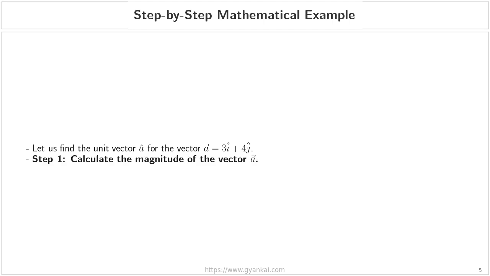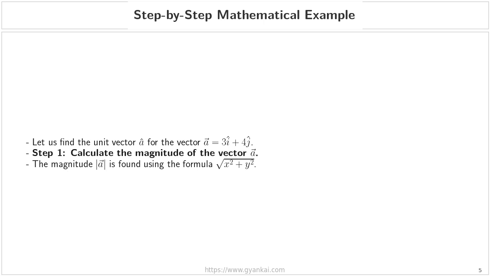Step-by-step mathematical example. Let's find the unit vector, which we call a cap, for the given vector which is 3i hat plus 4j hat. To do this, we will follow a clear three-step process. Step 1, we need to calculate the magnitude of our original vector, a. As we discussed in the previous slides, the magnitude represents the length of the vector.